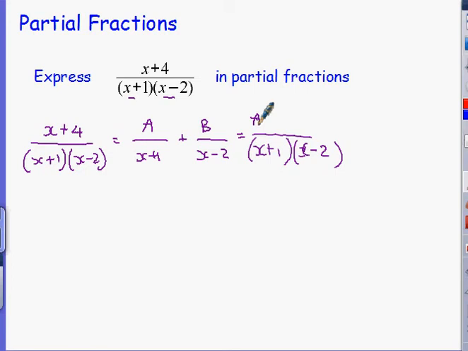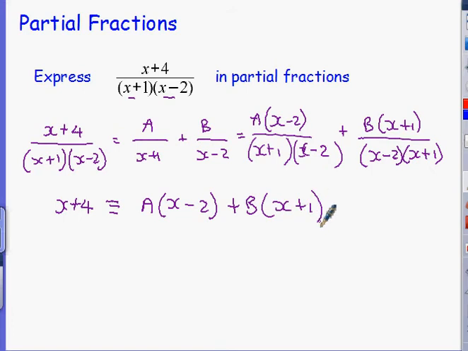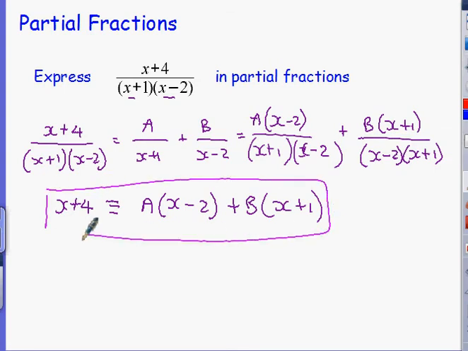We would multiply the top by x minus 2, and on the second fraction, because we've already got x minus 2, we need to multiply top and bottom by x plus 1, like that. Okay, so now basically we can say that x plus 4 has to be equivalent to A times x minus 2 plus B times x plus 1. Has to be that because it can't be anything else. This has got to be what's happening.